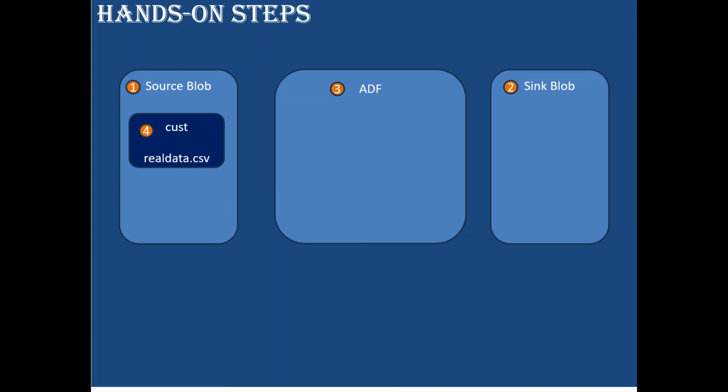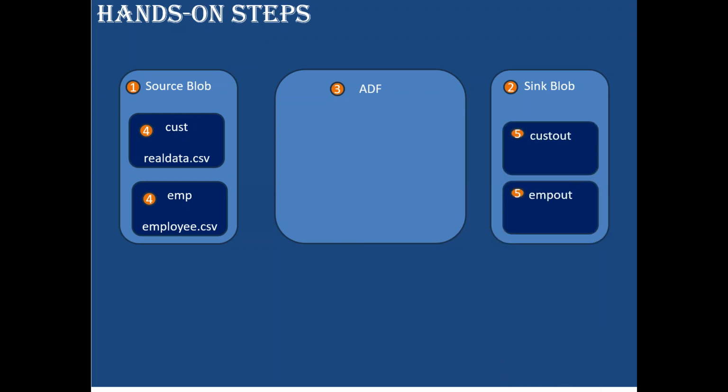Step 4 is in the source blob, you need to create a cust folder. Similarly, you need to create an employee folder. These two folders you need to create and upload the real data, cust.csv in the cust folder and employee.csv in the EMP folder. Okay. Next, the 5th step is you need to create cust out and EMP out containers in the sync blob.